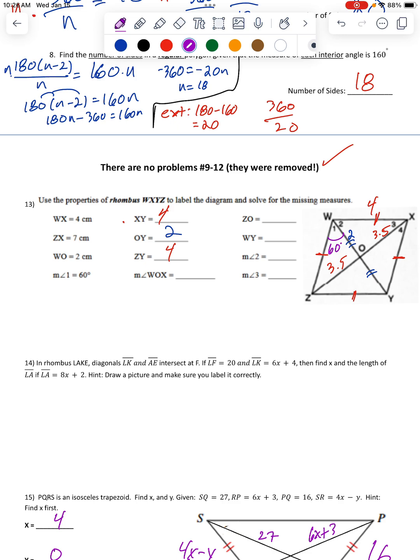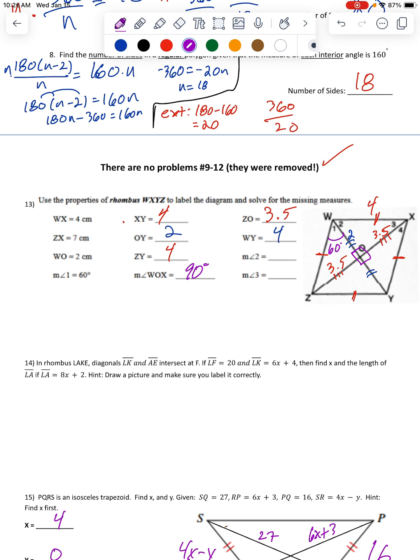WOX is one of the angles in the center here, and the diagonals in a rhombus are perpendicular, so that is 90 degrees. ZO is half of my longer diagonal. The whole diagonal is 7, and half of that is 3.5. Don't be afraid of decimals. WY is the shorter diagonal. If WO is 2 and OY is 2, the whole thing has to be 4.